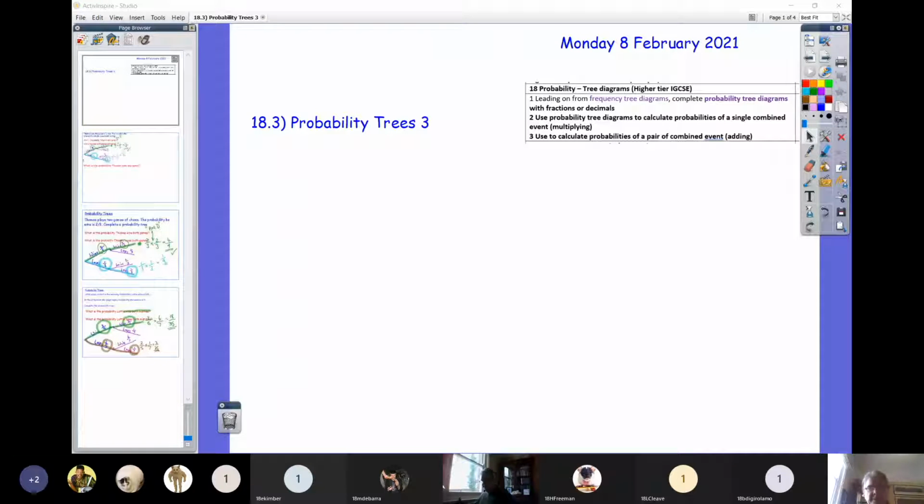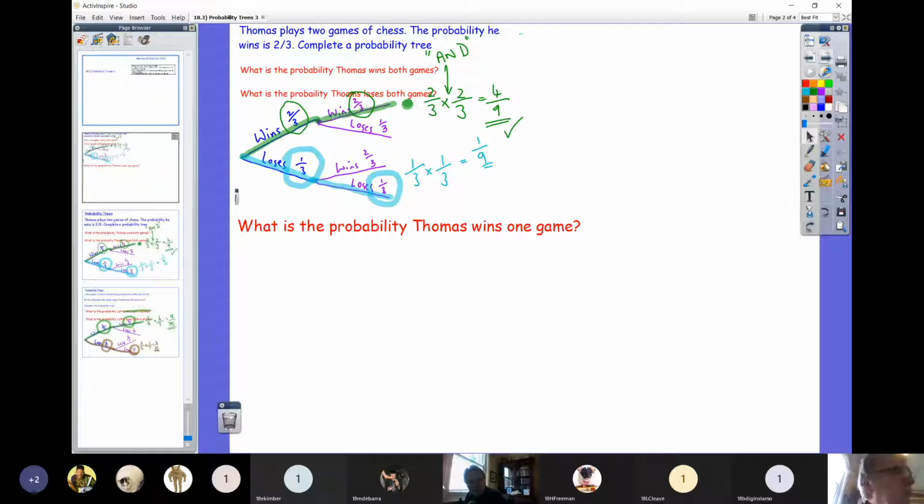Okay, so this is our third lesson on probability trees, and this one does step up to a higher degree of difficulty, so you're going to have to bear with me on this. So let's just go back to the same example that we've done for the first two lessons.